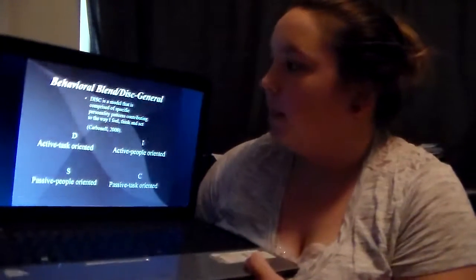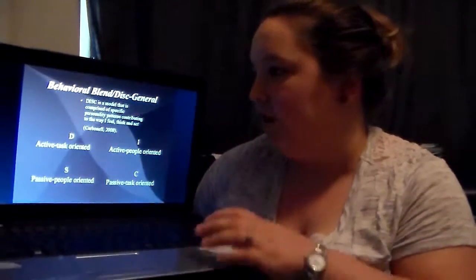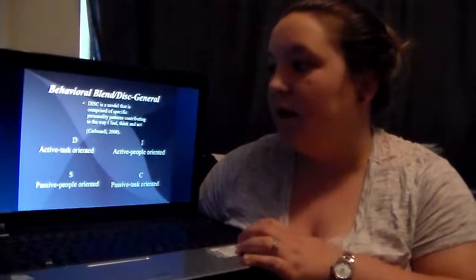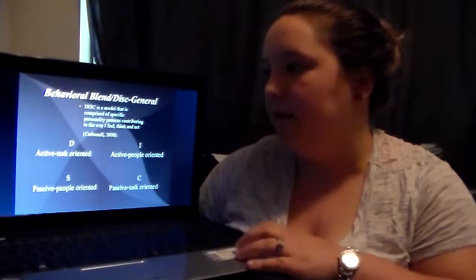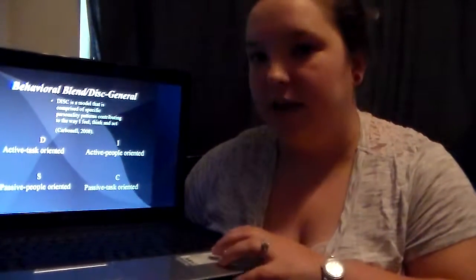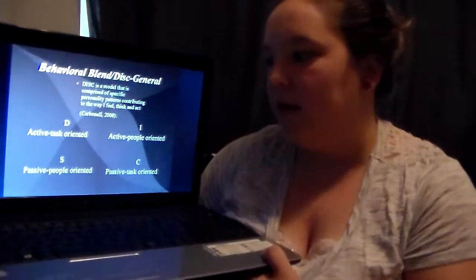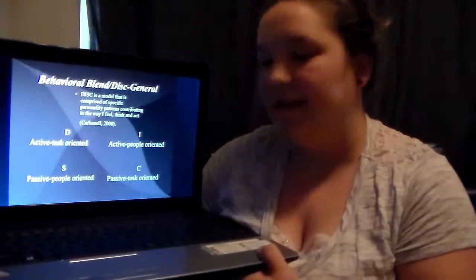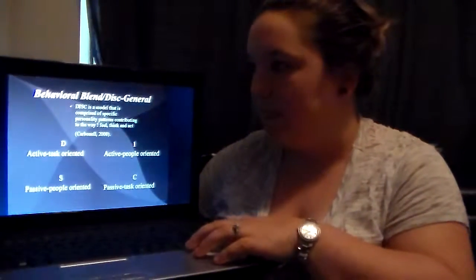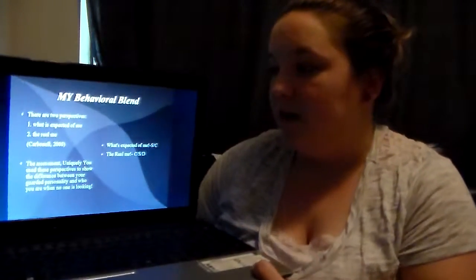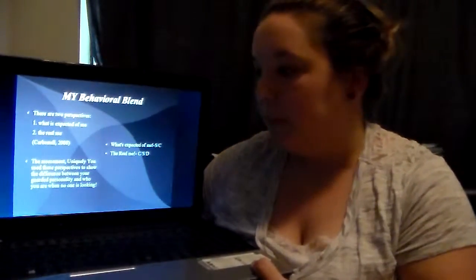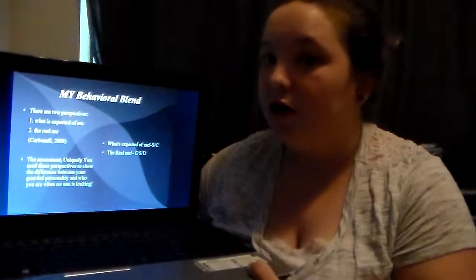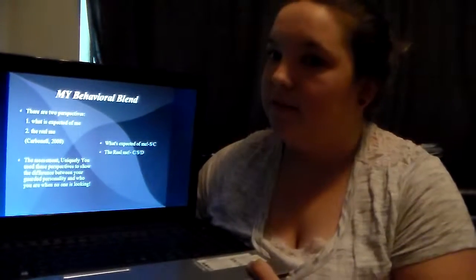My behavioral blend and DISC generalization. DISC is the model that is comprised of specific personality patterns contributing to the way I feel, think, and act. D is active, task-oriented. I is active, people-oriented. Passive, people-oriented is S, and C is passive, task-oriented. There are 2 perspectives: what's expected of me, and the real me. The assessment Uniquely You used these 2 perspectives to show the difference between your guarded personality and the one no one sees.